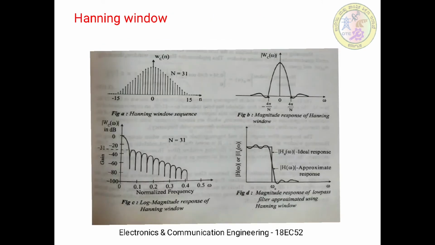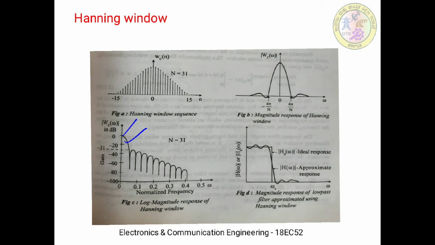Similarly, next we have another type of window, that is the Hanning window. In the Hanning window's log magnitude response, the first side lobe is minus 31 dB relative to the maximum value, and an improvement of around 6 dB is obtained when compared to the triangular window. So compared to the triangular window, the main lobe width is the same, but the magnitude of the side lobes is reduced. Therefore the Hanning window is preferred over the triangular window because of this feature.